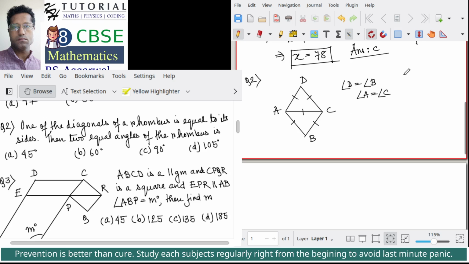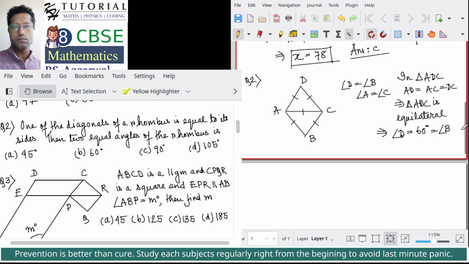Now clearly in triangle ADC, all sides are equal. That is, AD is equal to AC is equal to DC, which implies that triangle ADC is equilateral. So all the angles will be equal, that is 60 degree. So we must have angle D equal to 60 degree, and this is also angle B. So one of the two opposite equal angles in the rhombus is 60 degree.